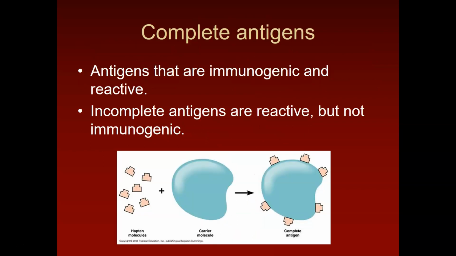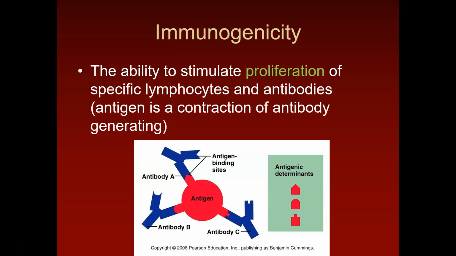Complete antigens show both immunogenicity and reactivity. We're going to define both of those words next. Immunogenicity means that you are capable of creating an army to help fight whatever that antigen happens to be. Creating an army means that you can proliferate the T cells and/or the B cells that are going to help you fight whatever that antigen happens to be.